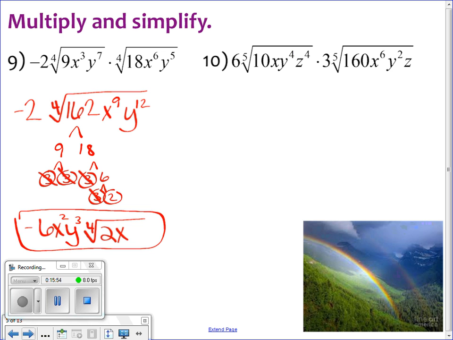Smart. All right, let's take a look at number 10. Oh, those numbers are big. It's all right. Numbers outside. 6 times 3? 18. And then we're going to have the 5th root. 10 times 160. 1600. And then x to the 7th. Good. Remember, there is an x there, so it's x to the 1st. Good. Whew. I even put it together and it's still long.